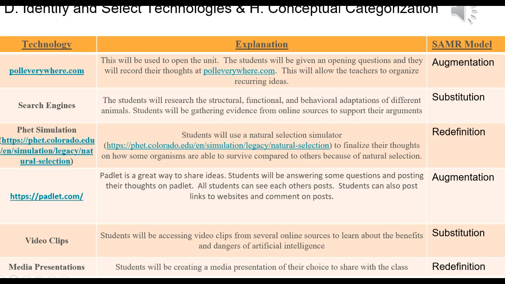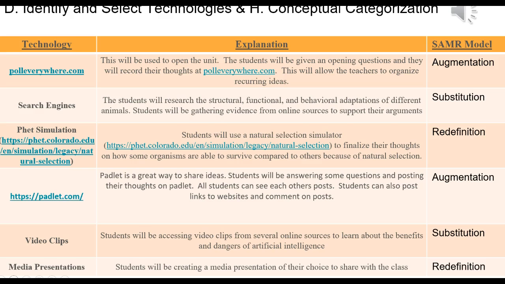We also reached the redefinition stage of the SAMR model by incorporating a simulation that allows students to see how natural selection occurs in the real world. This simulation allows students to see multiple generations of a species. This process would normally take decades to view in the real world, but with a simulation you can view multiple generations in just a short amount of time.